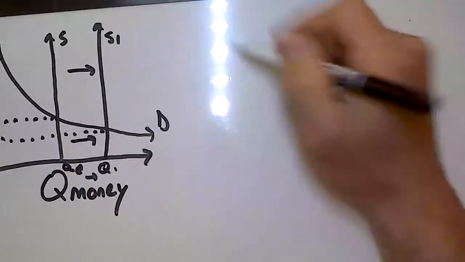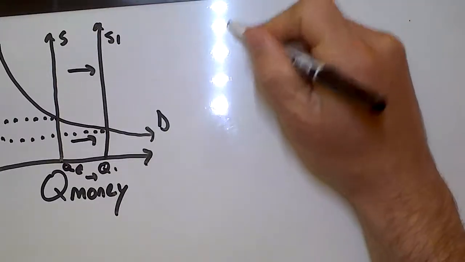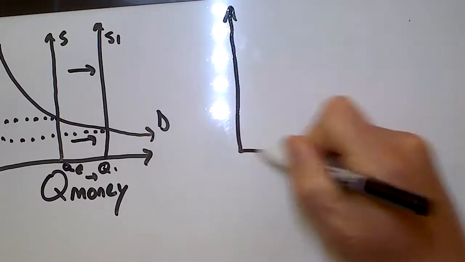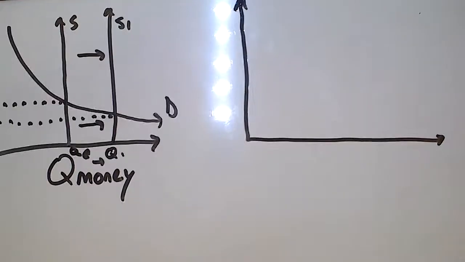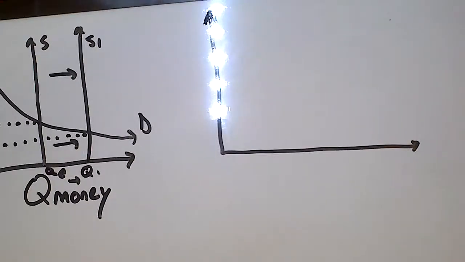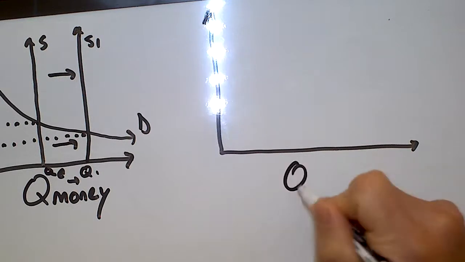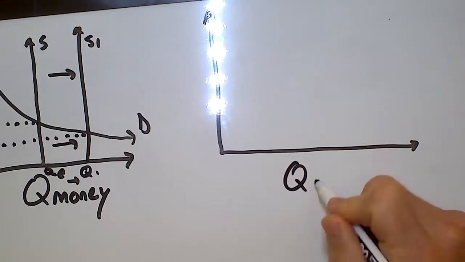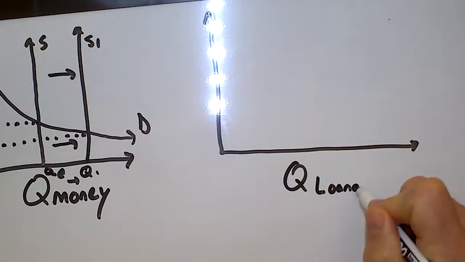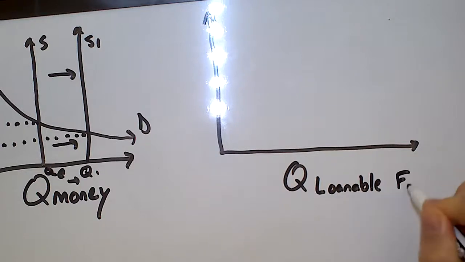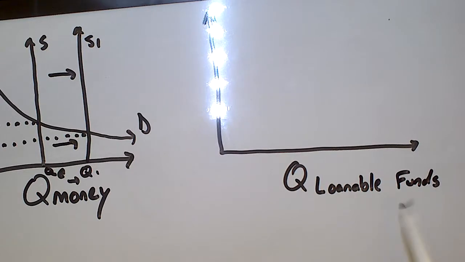We're going to do one more graph here, which is really similar. It's so similar that I know in past years when kids were drawing these graphs on an FRQ, they usually mixed them up. Here we're going to do quantity, not of money, we're going to do quantity of loanable funds. Loanable funds is just econo speak for money that is available for loans, money that is available for borrowing.